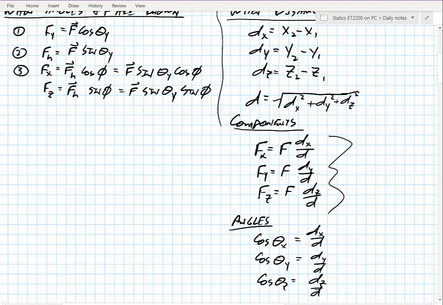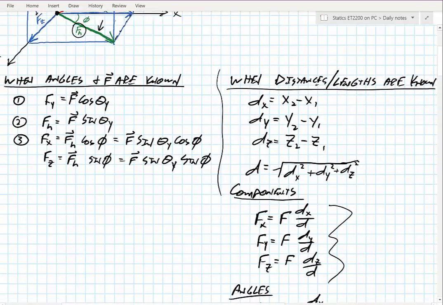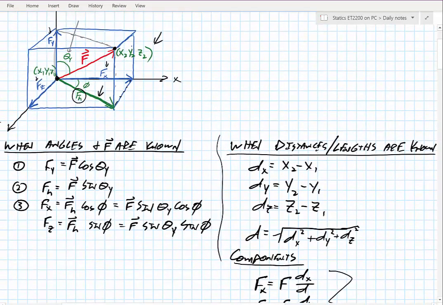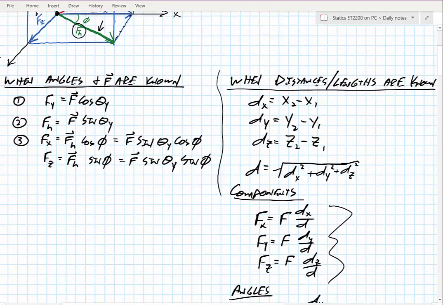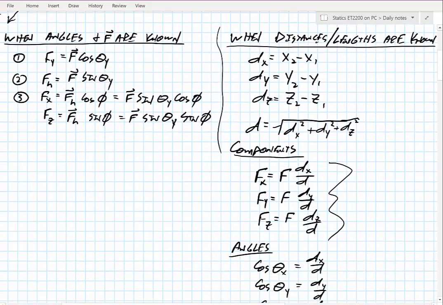This is really what you want to focus on. It means that the general process would be that the first step is to find the length of that vector F based on how far its distances are in the x, y, and z. Then I can break it into component form.